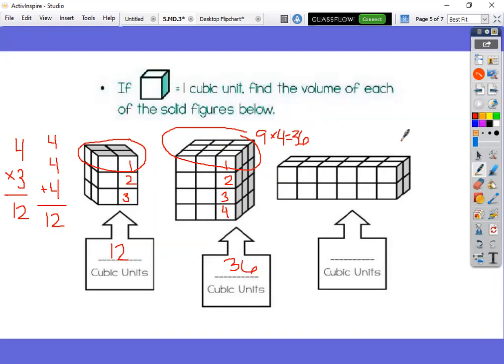And then our last one. If we look at the top layer, I see 2, 4, 6, 8, 10, 12. And then it's very easy to see that there are only 2 layers. 12 plus 12 gives us a total of 24 cubic units as our volume. So if we have the entire figure, focus on that top layer, figure out how many cubes are in that top layer, and then you can multiply it by the number of layers to help you find that volume.